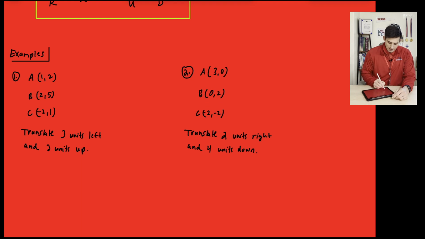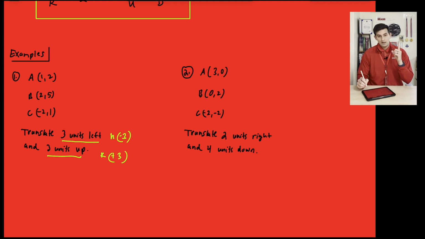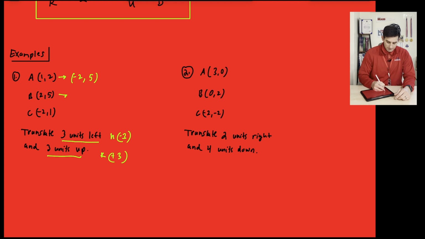And they want us to translate these 3 points 3 units left and 3 units up. So for h, essentially we're going to subtract 3 because we're going to the left, right? And then for k, we are going to add 3 because we are going up. So we look at (1, 2), and our x coordinate is 1, so let's subtract 3. So 1 minus 3 is going to give us -2. And then 2 plus 3 would be 5. So that point would now be at (-2, 5).